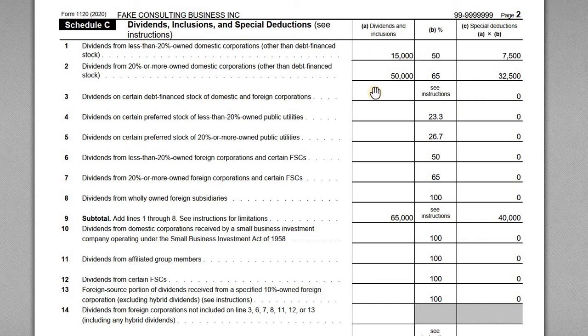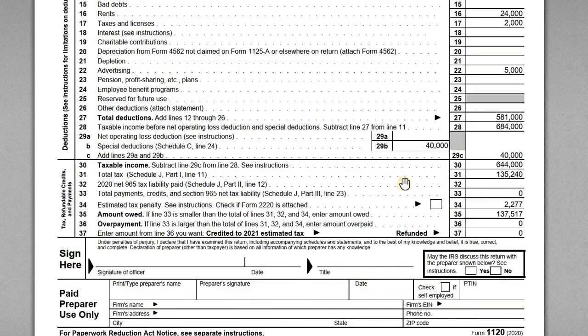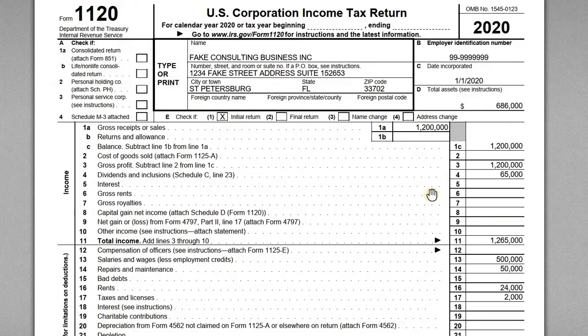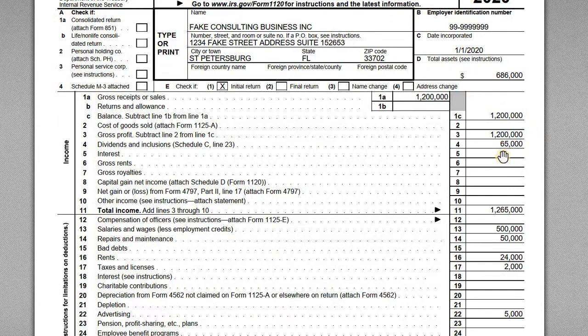Now these two amounts, the dividend inclusion, this is included in gross income. We have $65,000 here. And when I keep referencing page 1, what I'm talking about is this. Page 1 of the 1120, we have the gross income from the company. And here's where we're getting our dividend income, $65,000 reported on line 4. That's the piece that is pulling from Schedule C.